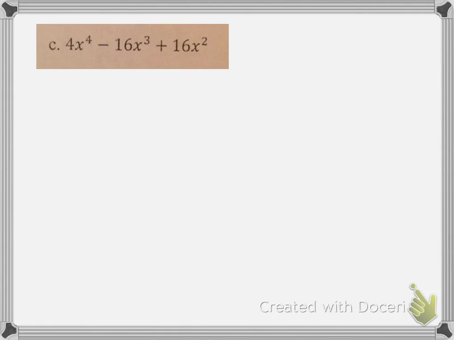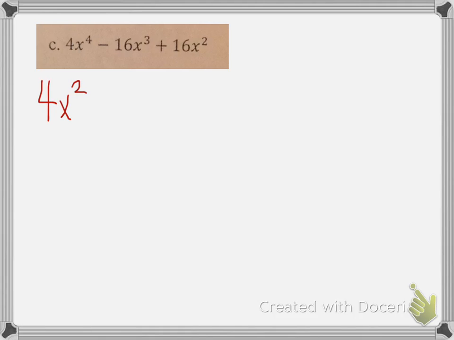Now, look at this one. There's 3 terms. We have 4x to the fourth minus 16x cubed plus 16x squared. Now, the most x's that I could factor out would be an x squared. 4, 16, and 16, they're all divisible by 4. So I should be able to factor out a 4x squared.